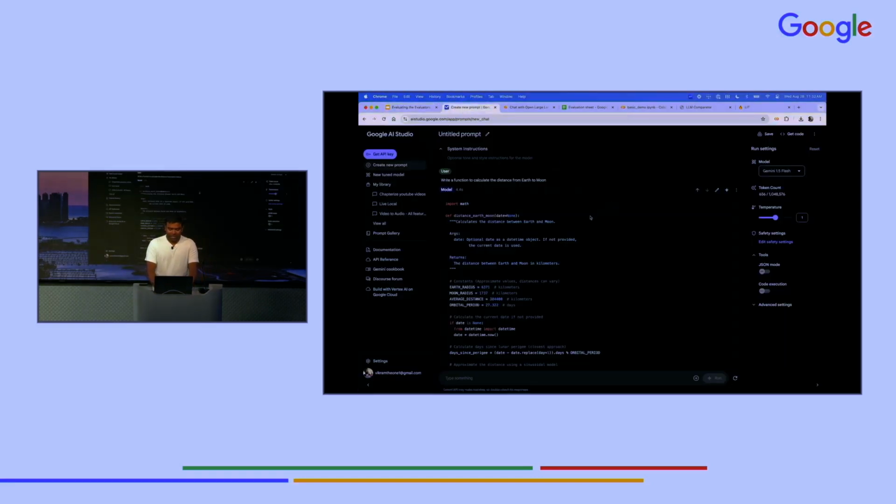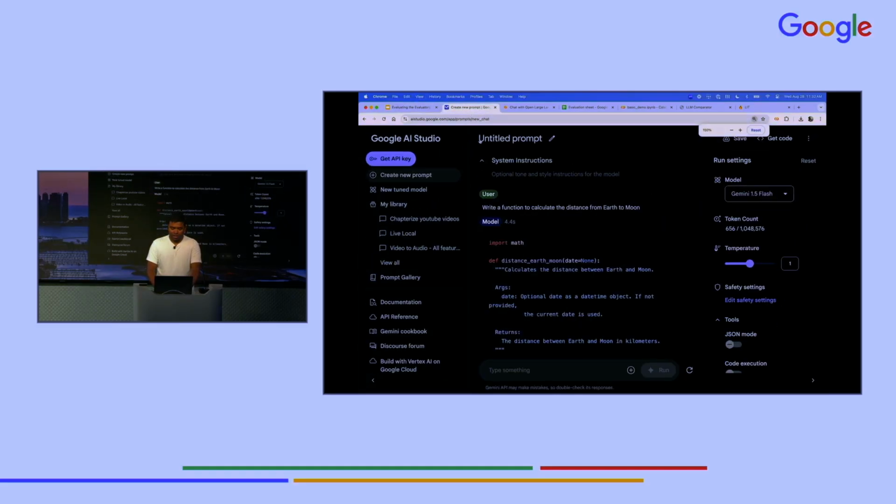So this is Google AI Studio, and the model in here is Gemini 1.5 Flash. I asked it to write a function to calculate the distance from Earth to Moon. This is a very simple prompt that I gave it. I did not give any system instructions. You can see it's empty, and this is the whole ask that I had in here.